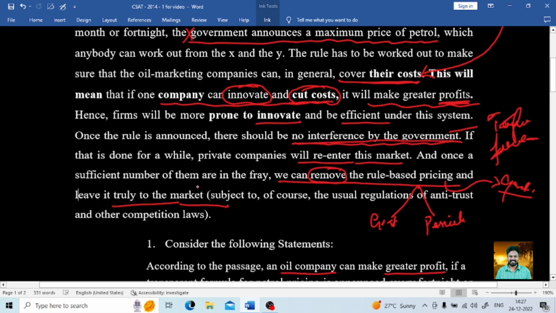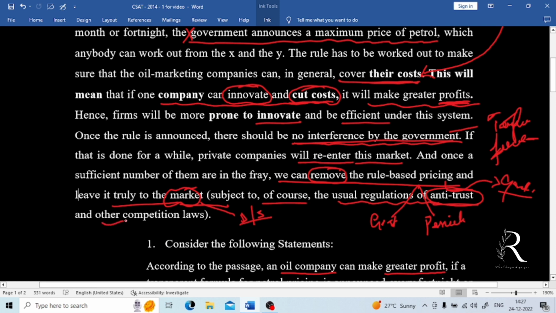It will be decided by the market. What is the market? Market means demand and supply. Demand and supply is going to decide it, subject, of course, to the usual regulation of antitrust and other competition laws. Listen carefully, because we have seen the word antitrust. Subject to, of course, the usual regulation of antitrust and other competition laws.